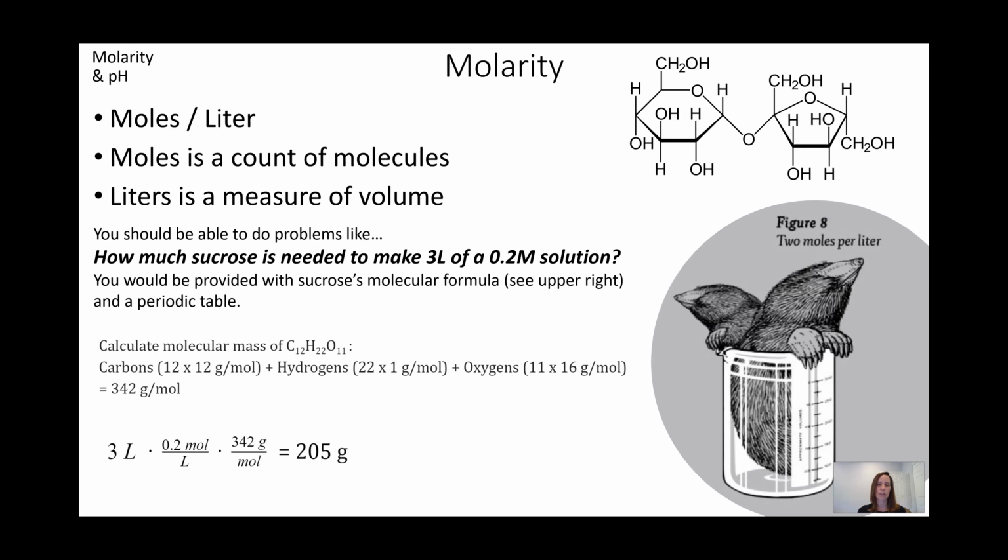So 3 liters times 0.2 moles per liter times 342 grams per mole gives us approximately 205 grams. I'm not going to focus on significant figures right here. This is just approximately 205 grams.